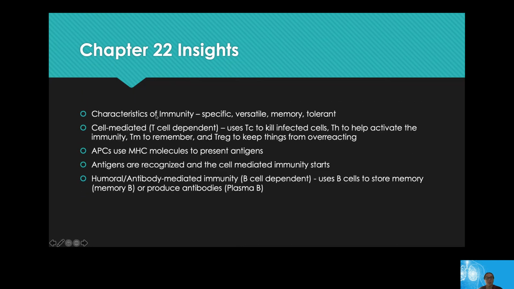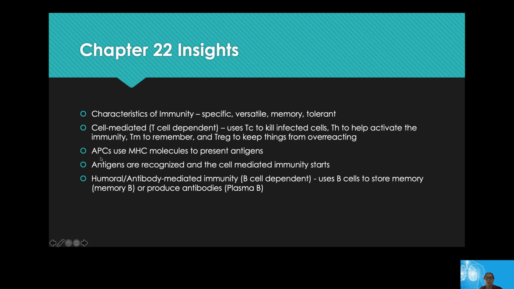All right, going into it a little bit further, we know that there are characteristics that we use to determine immunocompetence and define immunity. So we use the terms specific, versatile, memory, and tolerant to help us understand and characterize immunity. The last part of this chapter, we went into the different types of immune responses.